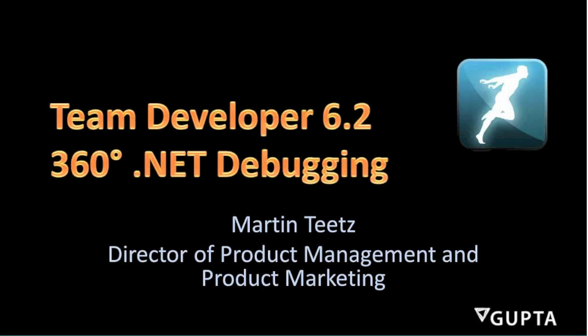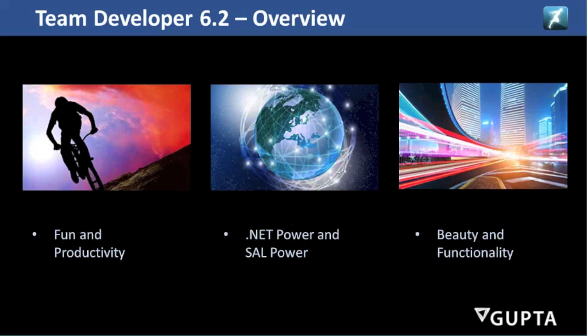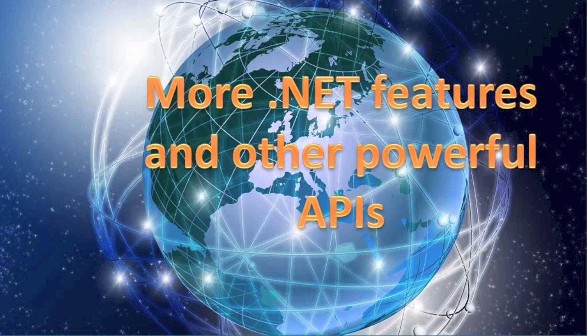And now let's look at what this webinar is all about. We recently released Team Developer 6.2 and have enhanced Team Developer in three major areas. One is the IDE with the headline Fun and Productivity, more productivity and more fun to work with the new TD IDE. The other one is more .NET Power and SQL Windows Application Language Power, which a part of this we will be talking about today. And then Beauty and Functionality, which adds a lot of new controls and new GUI capabilities to your Team Developer applications, like the new ribbon bar. So we are talking about more .NET features and other powerful APIs.